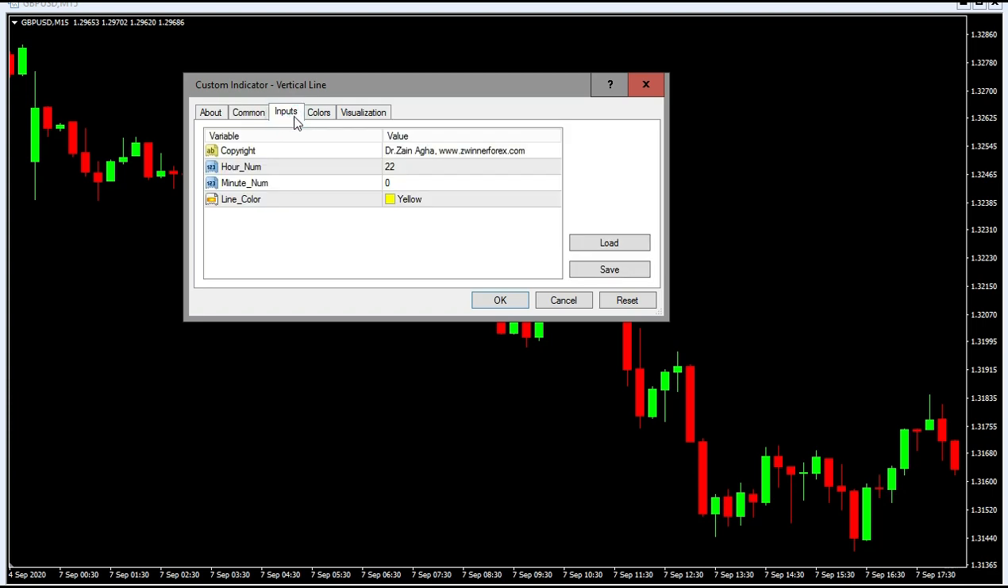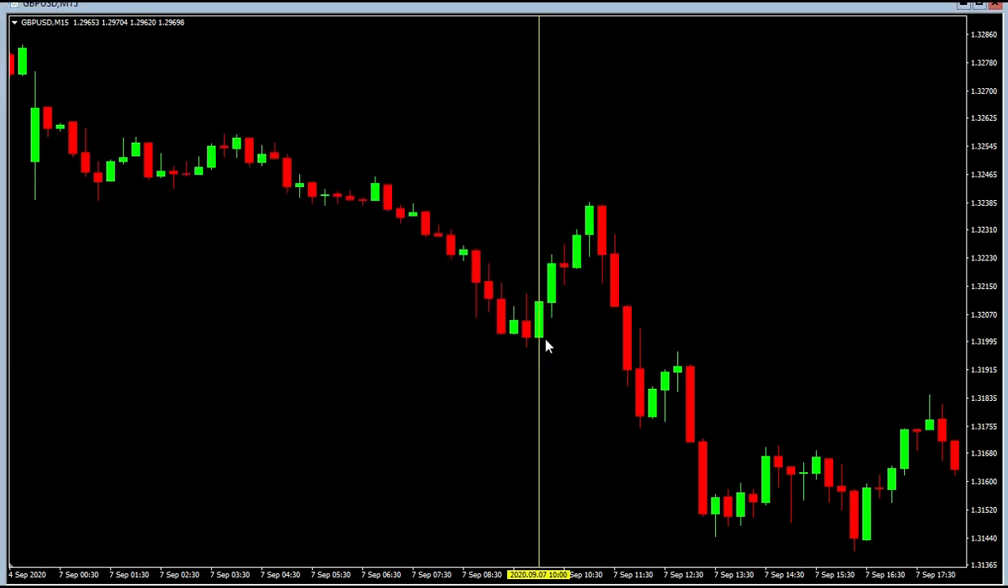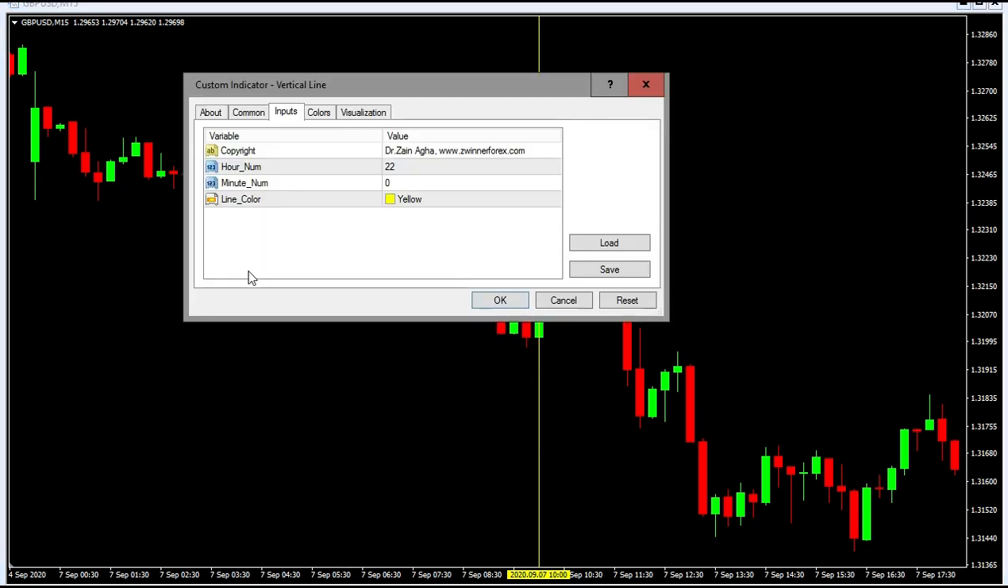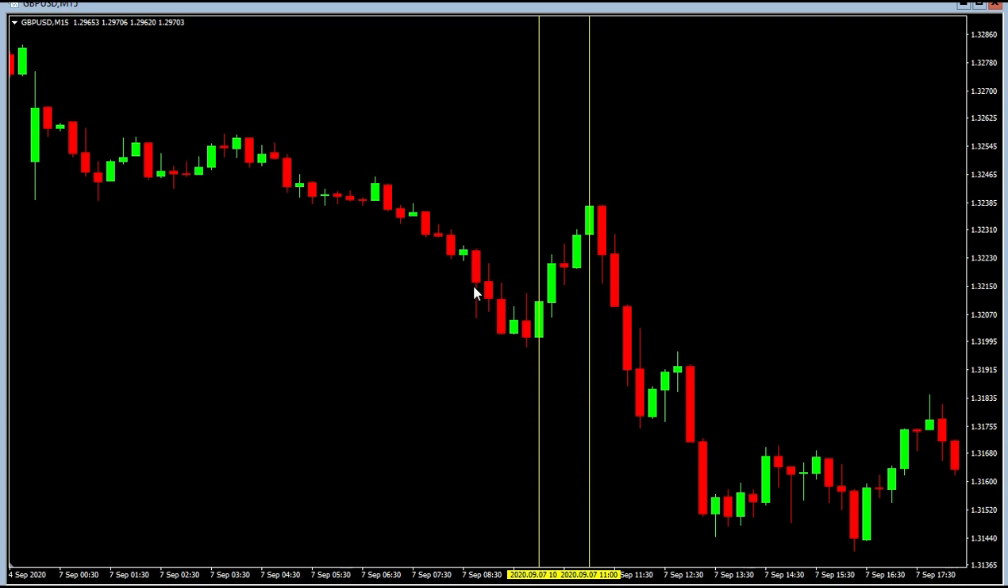Now the vertical line I need starts at about 8 o'clock, but because my broker is 2 hours ahead, I'm going to put the time here as 10 a.m. and give it yellow color and say OK. There it is, you see 10 a.m. Now I need one more vertical line, so after 1 hour, it's going to be 11. That will be 9 a.m. London time.